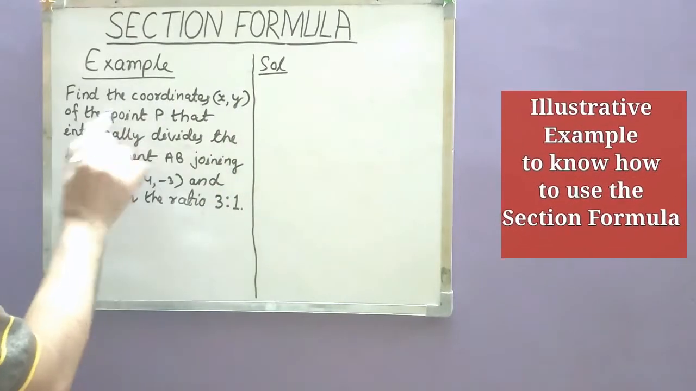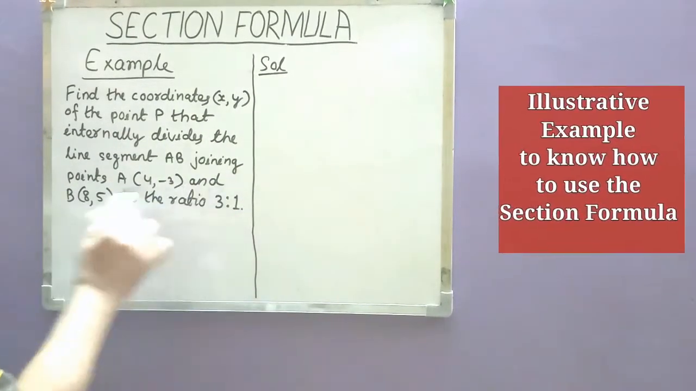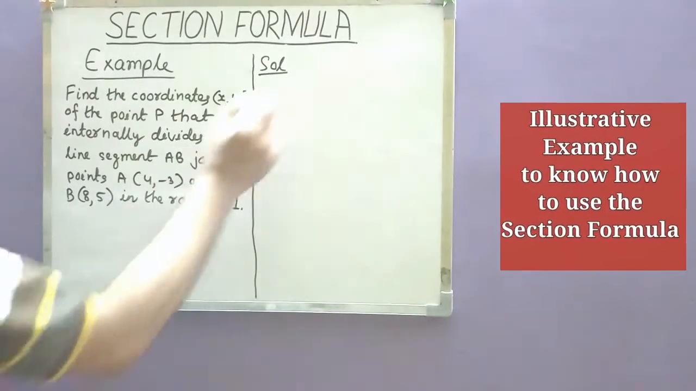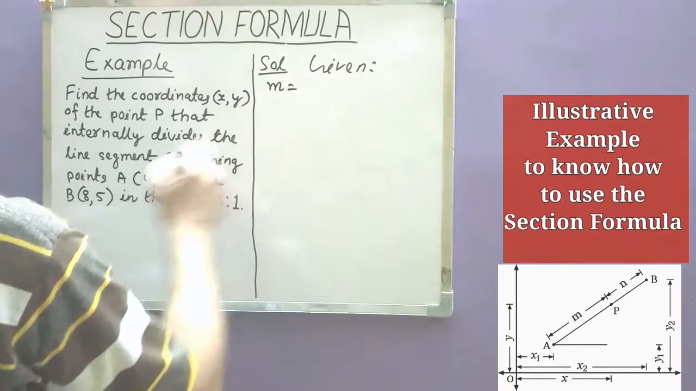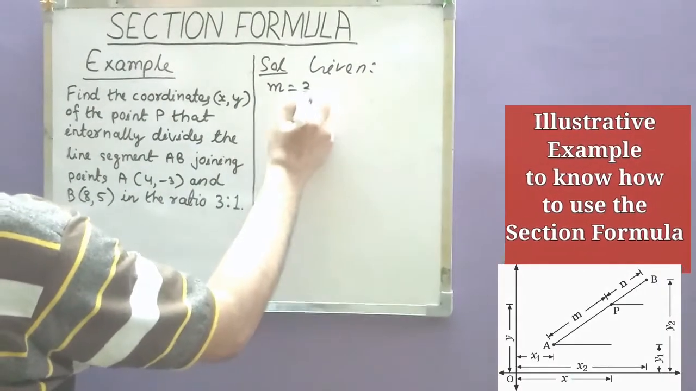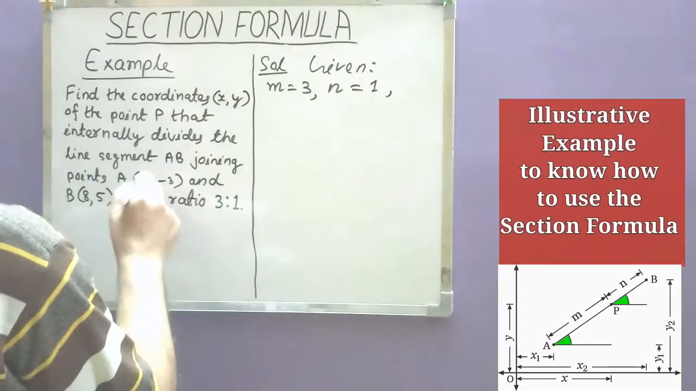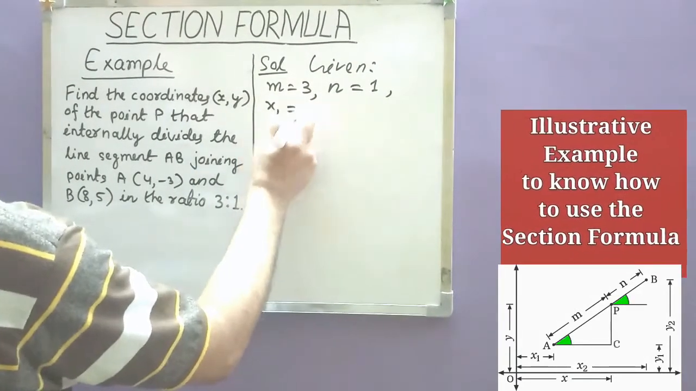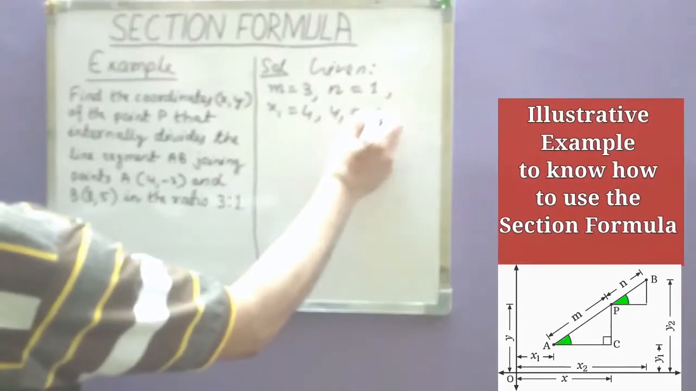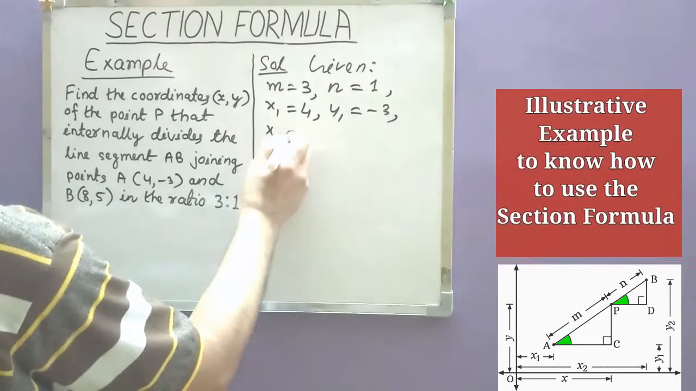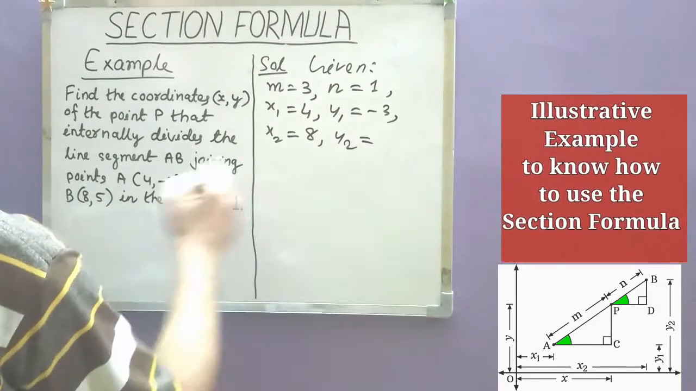Find the coordinates x, y of the point P that internally divides the line segment AB joining points A with coordinates 4, minus 3 and B with coordinates 8, 5 in the ratio 3:1. Given that m:n equal to 3:1, this means m equal to 3, n equal to 1. Here x1 equal to 4, y1 equal to minus 3, x2 equal to 8 and y2 equal to 5.